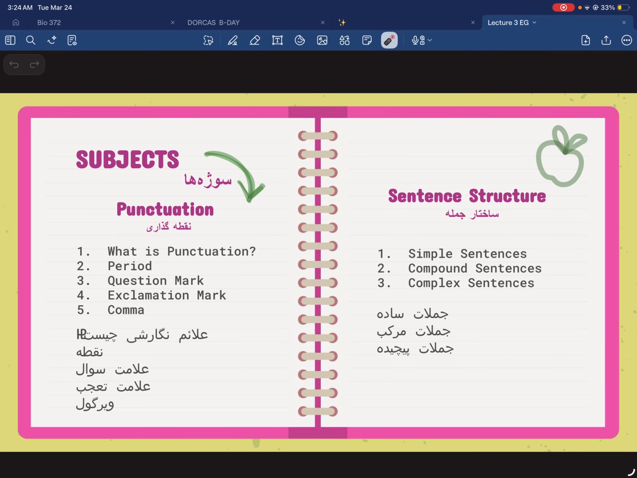And you should already be familiar with the period, the question mark, and the exclamation mark, and the comma, maybe not, but we're going to cover everything and we will get through it together. And then also, we're going to learn about sentence structure. We're going to learn about simple sentence structure, compound sentences, and complex sentences. So this is going to be a more extensive lecture than usual, but we're going to go over everything.